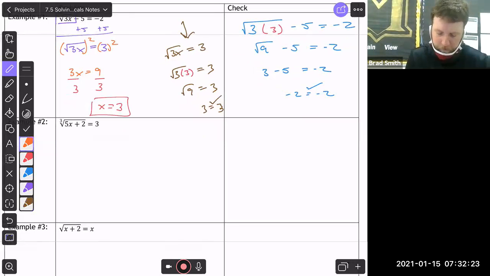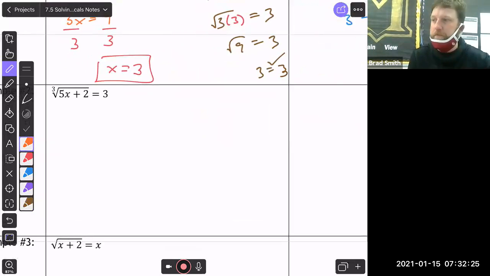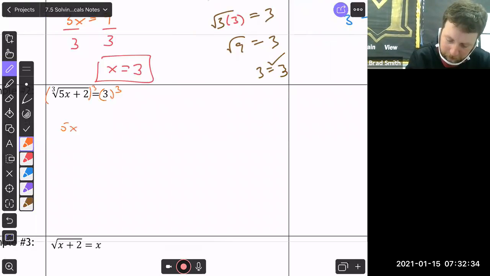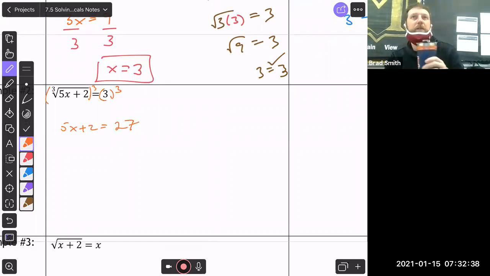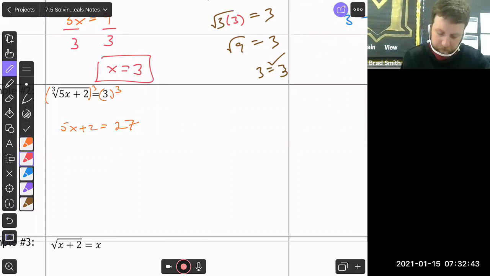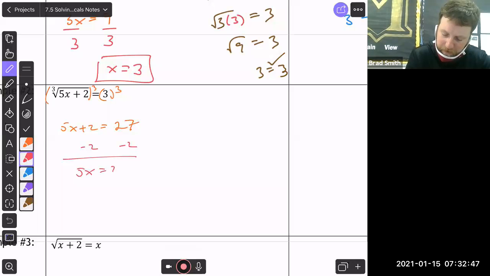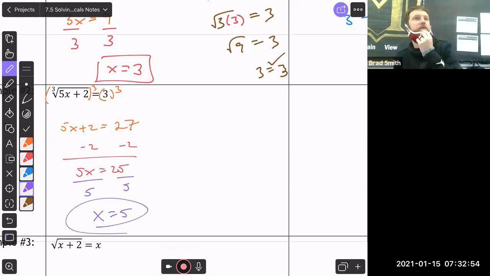All right, cube root. The radical is already isolated, so I can go ahead and cube both sides. That's going to give me 5x plus 2 is equal to 27. 3 times 3 is 9, 9 times 3 is 27. And now we can solve. Minus 2 from both sides, so 5x is equal to 25. And x is equal to 5.